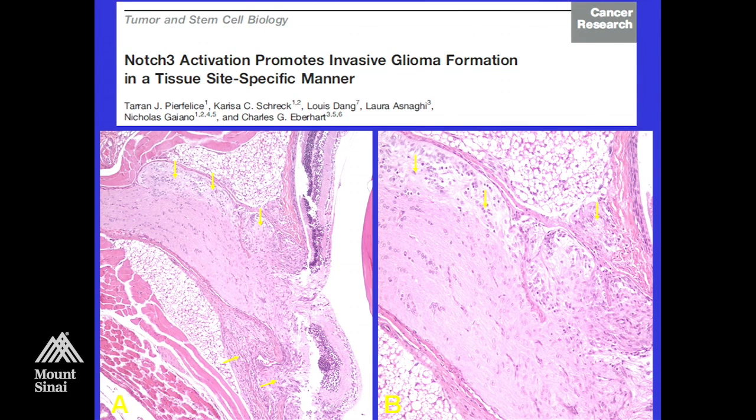As was stated in the introduction, I love the Notch pathway, and we've done some studies looking at Notch that turned us towards optic pathway gliomas. This was a paper we published a number of years ago in Cancer Research in which we had introduced constitutively active forms of Notch 3 into the growing fetal eyes and brains of mice. And we got these, this is a small one, but we got very large ones that grew out of the optic nerve into the orbit.